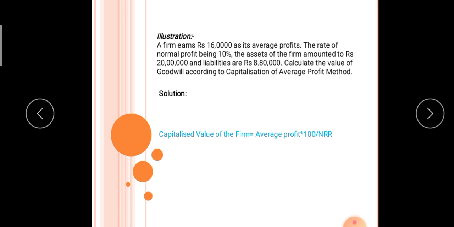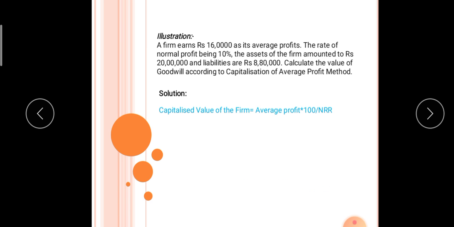So solution, the first step which we will be doing is we will find out the capitalized value of the firm, and the formula is average profit multiplied by 100 divided by normal rate of return. Now what is the average profit? Average profit is 1,60,000. And what is the normal rate of return? According to the question, the normal rate of return is 10%. So capitalized value of the firm will be 1,60,000 multiplied by 100 divided by 10 equal to 16 lakh rupees.